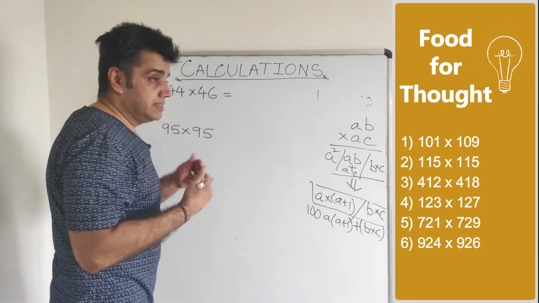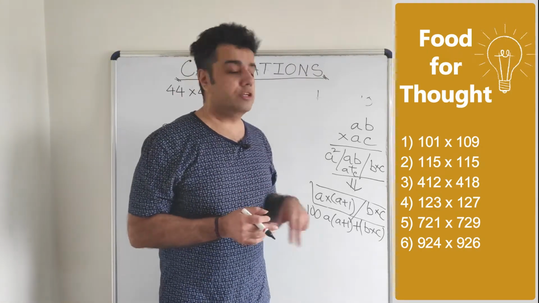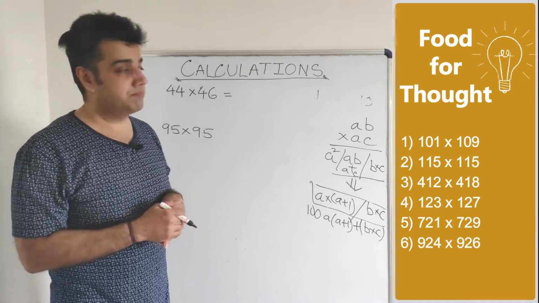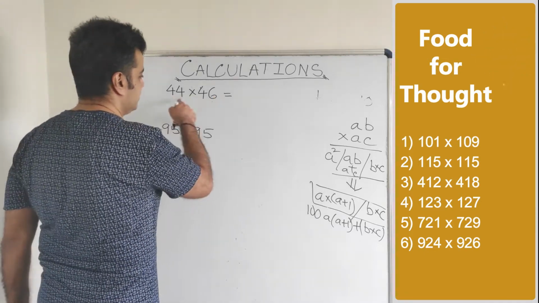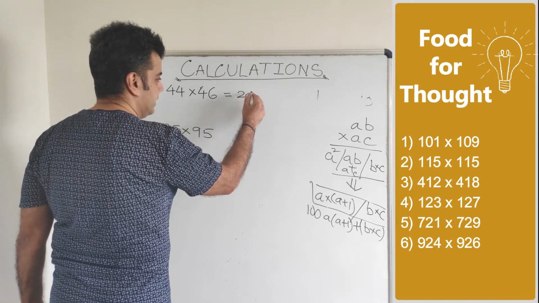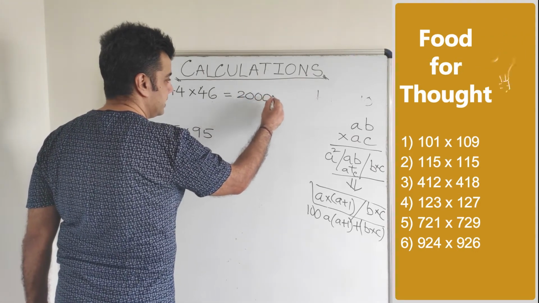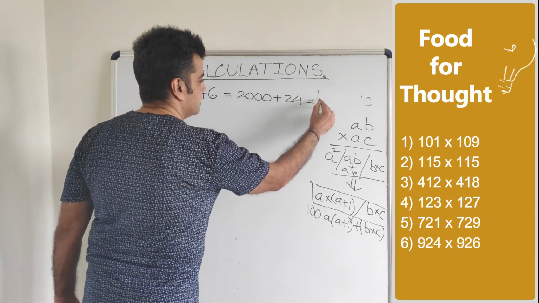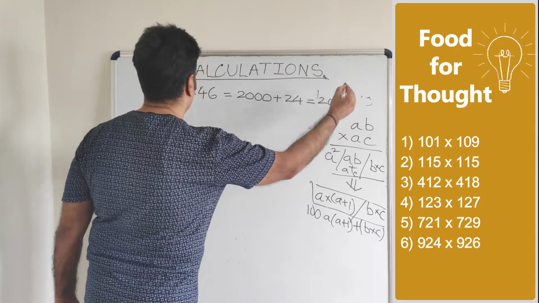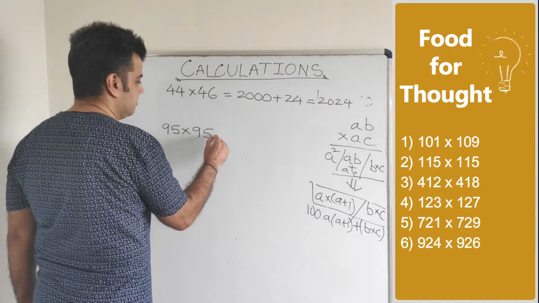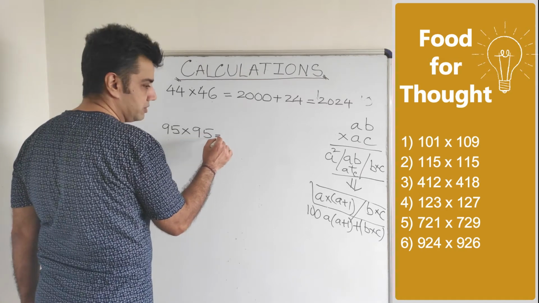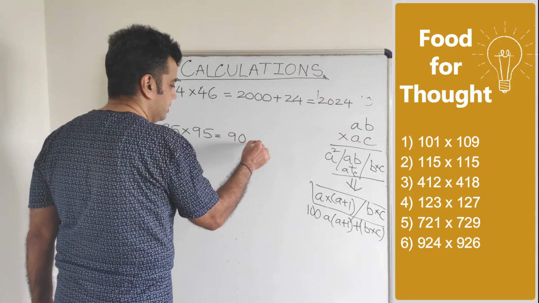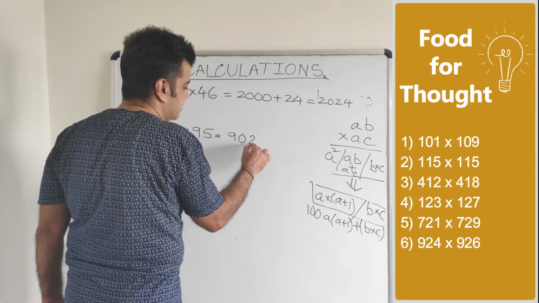Now we can save time here, because the more you practice, the concept gets converted into a formula, and it is easy to remember a formula. So the formula says a into a plus 1, which is 4 into 5 in this case, which is 20, multiplied by 100, which is 2000, plus 6 into 4, which is 24. So can I say the answer here is 2024? Of course. Now using the same concept, 9 into 9 plus 1 is 90, followed by 2 zeros, plus 5 into 5, which is 25, giving 9025.